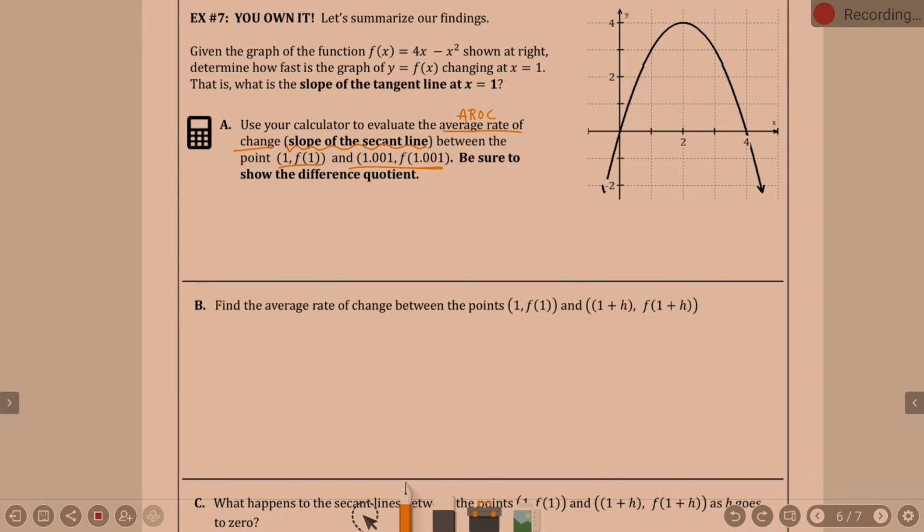Okay? And that means I'm going to use it as f of 1.001 minus f of 1 over 1.001 minus 1. What's f here that we're plugging into? 4x minus x squared. Okay. Have I shown you on the calculators how you can just plug that f in once? I don't remember how to do it. Fair enough.